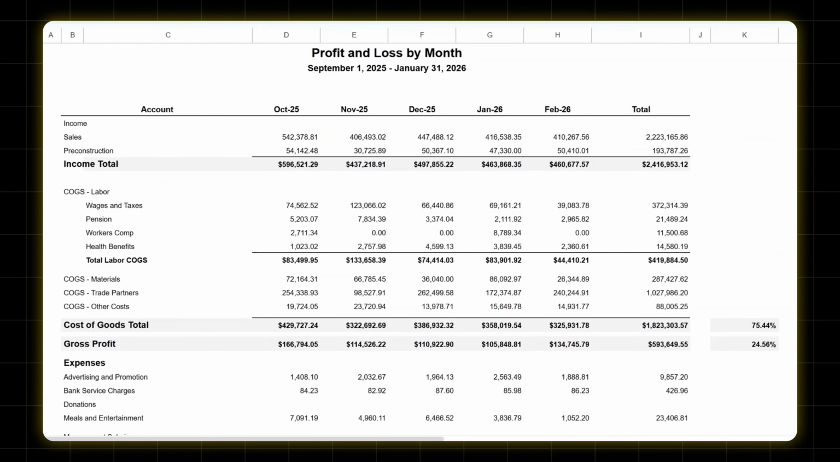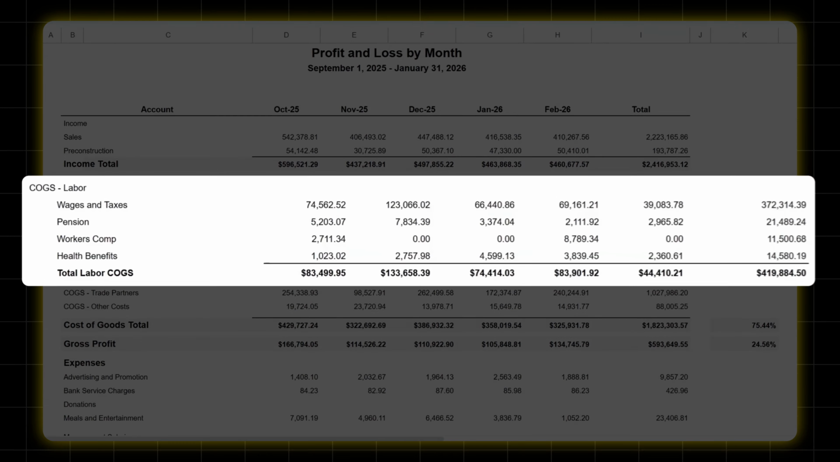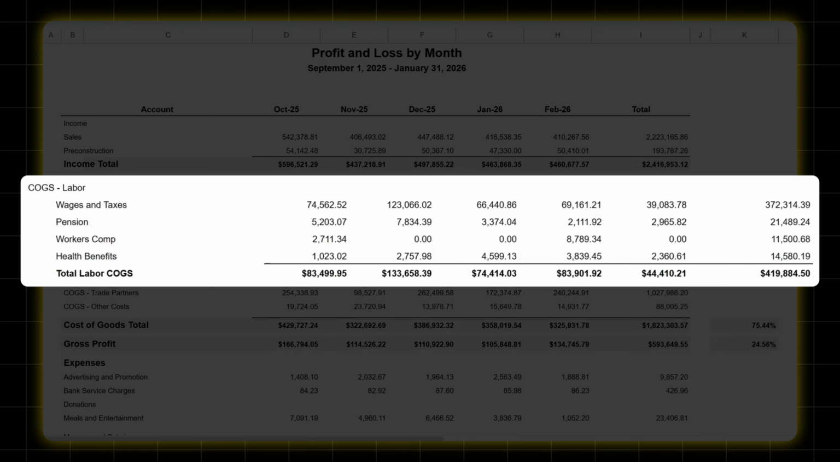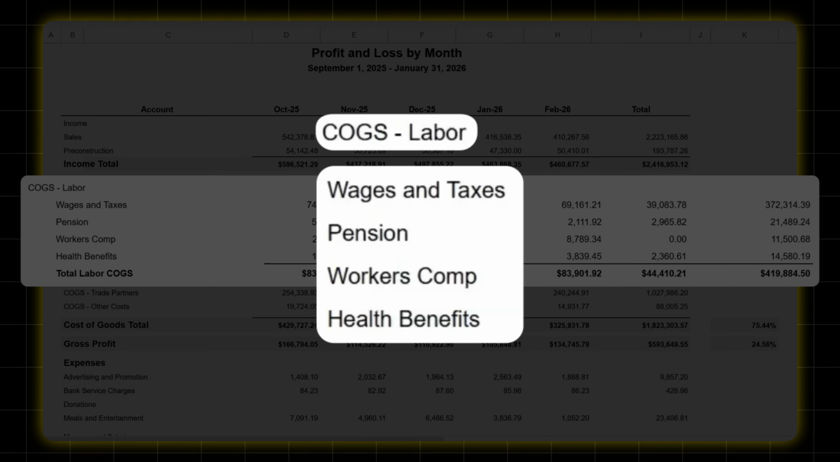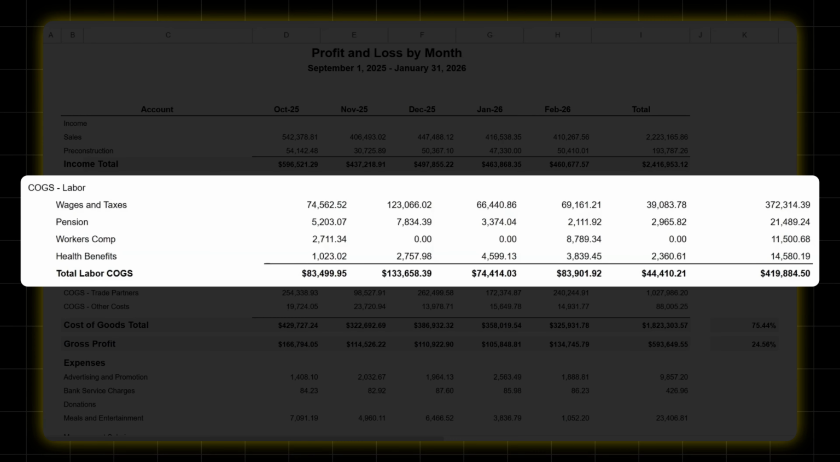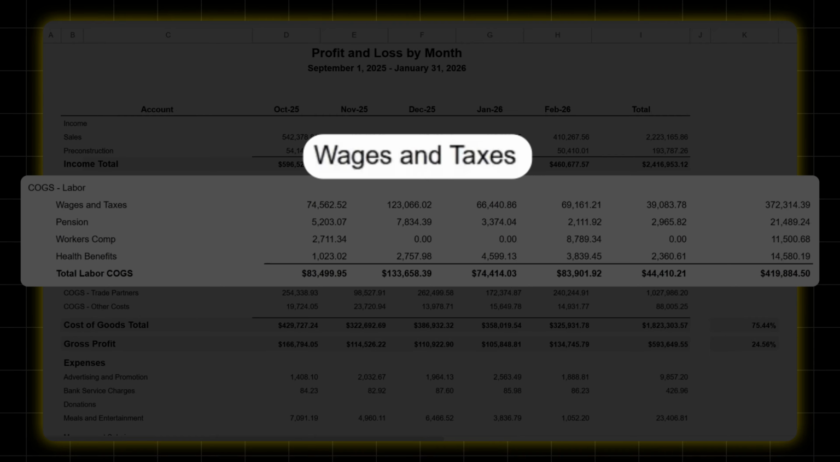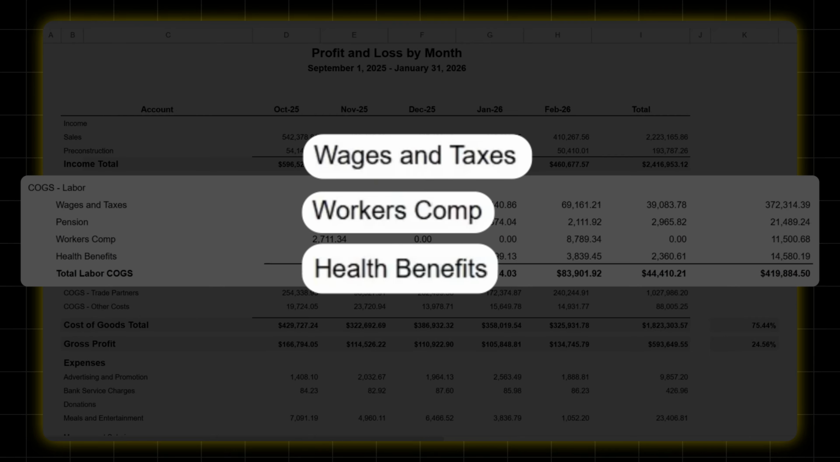Now let's look at how the accounts should be structured. Labor is where the parent-child account structure is first introduced here. You see, in QuickBooks, you can nest accounts under a parent account. So instead of one flat labor line, you can nest sub-accounts under the parent account for wages, taxes, workers' compensation, and health benefits. This keeps everything under one roof while still giving you the detail that you need. You'll see the same structure come up again when we get into overhead in a minute.